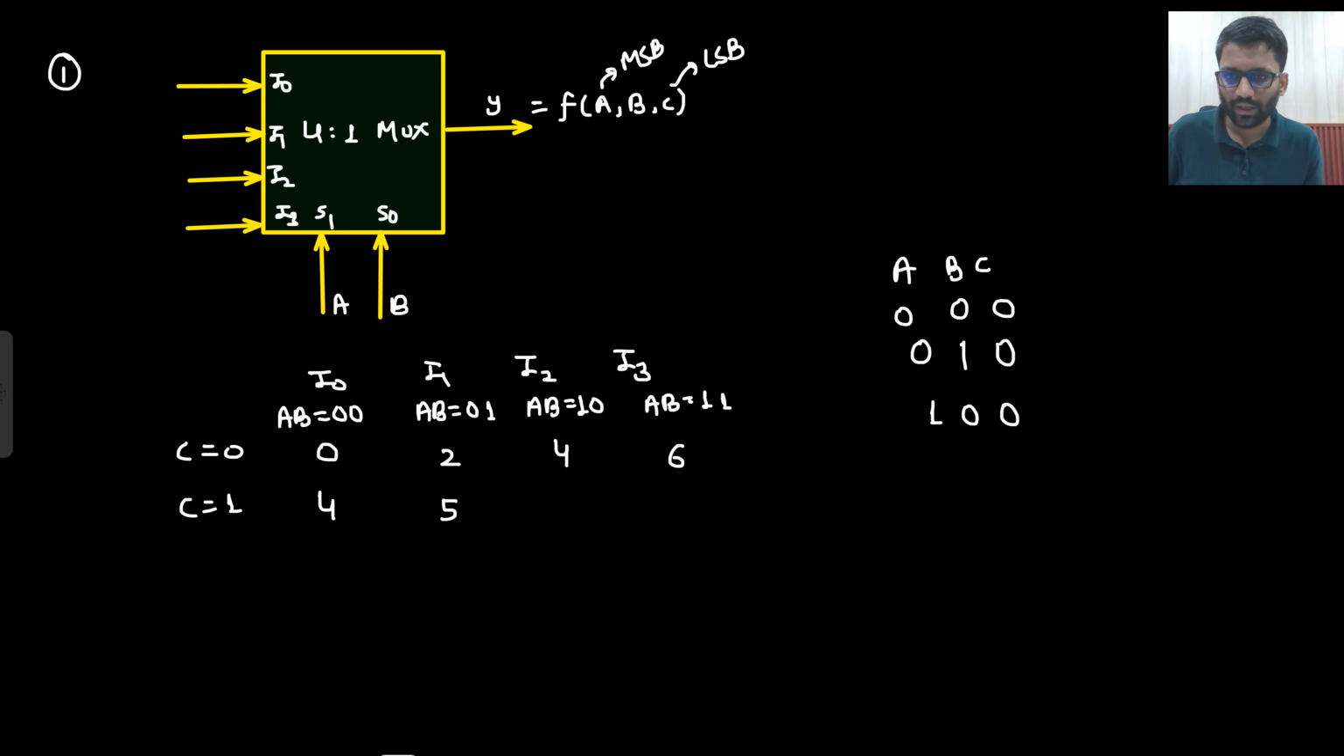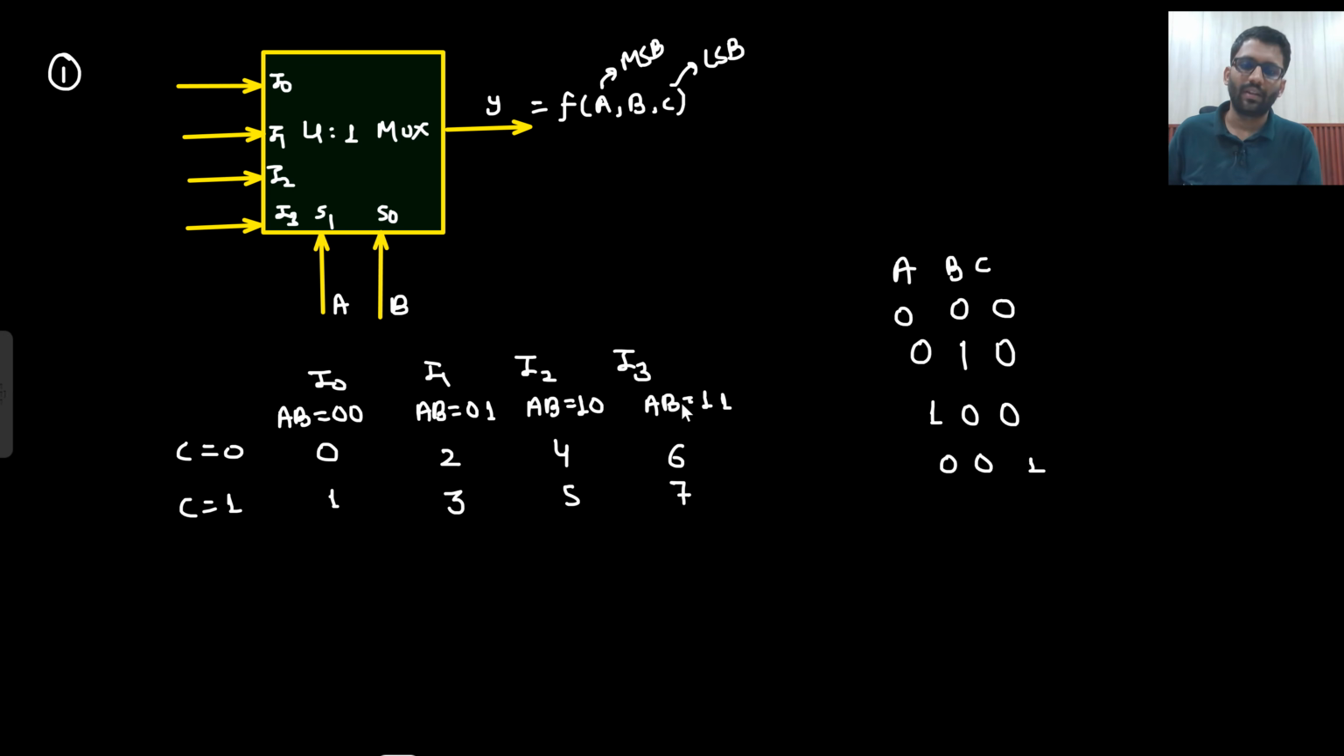Sorry, some error I am doing. Sorry, this would be 001, so this will be 1. What about this? 011. This would be 3. So now I can see a pattern: 0, 1, 2, 3, 4, 5, 6, 7.